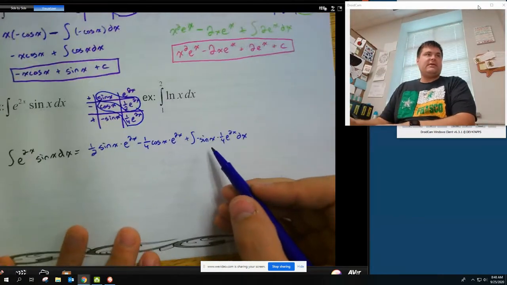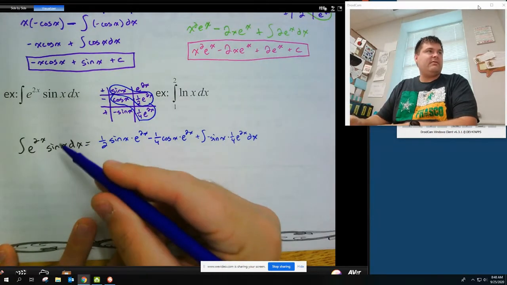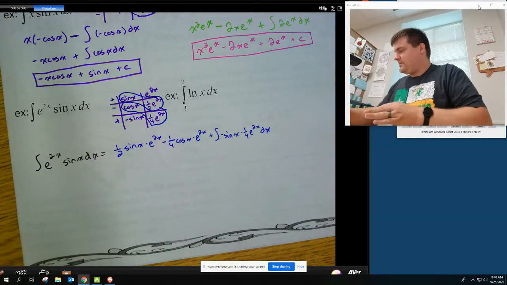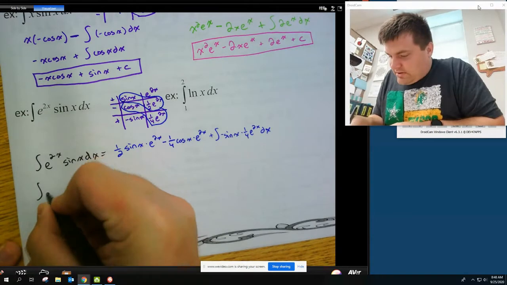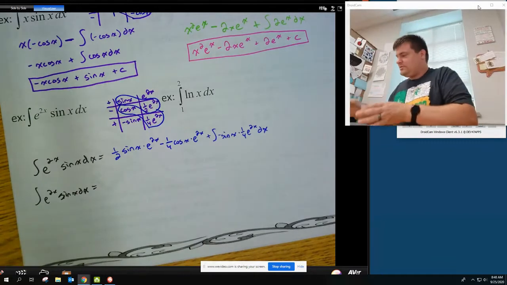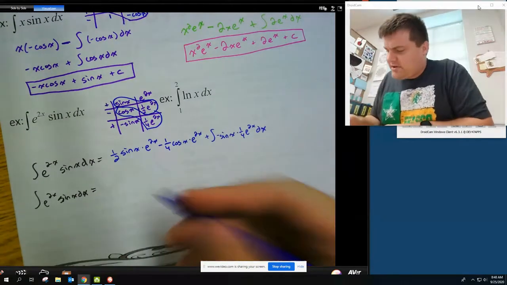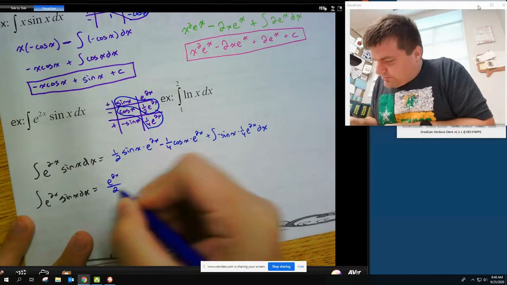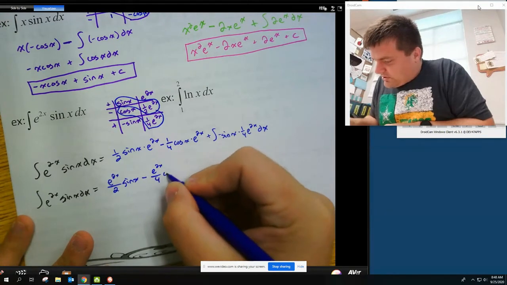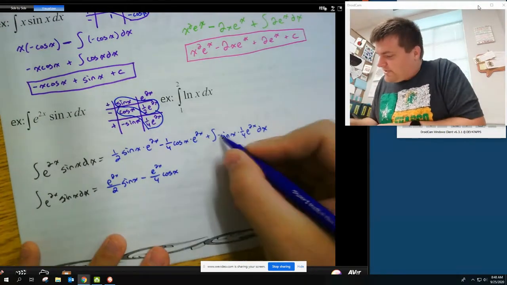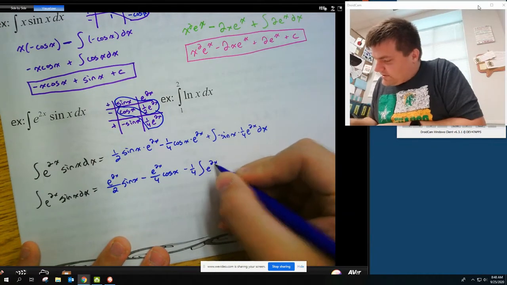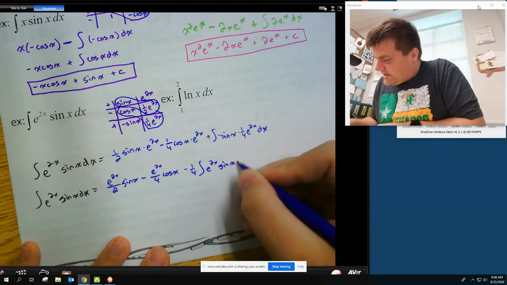So if you notice right here, these things are going to be very similar. So let's just clean this up a little bit and you'll see what is happening. So we're going to get the integral of e to the 2x sine of x dx equals, just a little bit of cleanup. I'm going to rearrange some of this stuff so it just looks nicer. So I'm going to get e to the 2x over 2 sine of x minus e to the 2x over 4 cosine of x. That just looks nicer. Distribute that all the way out in front. Minus 1/4 integral of e to the 2x sine of x dx.